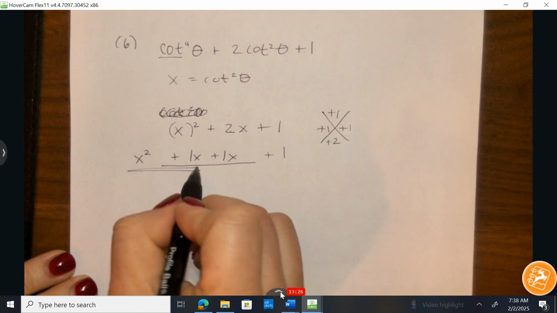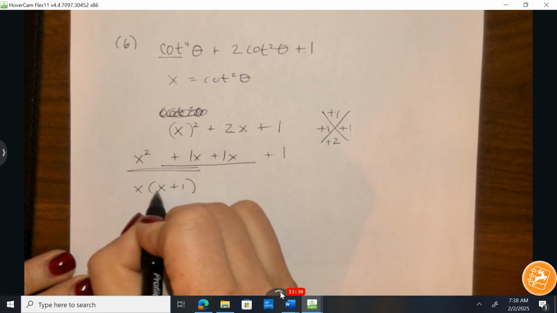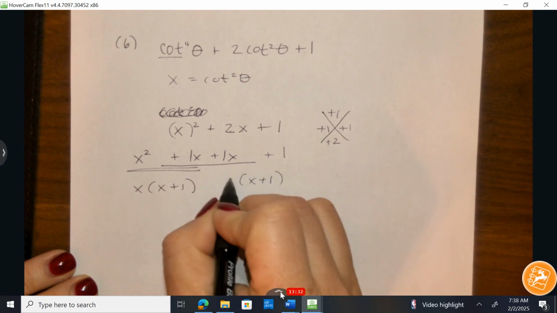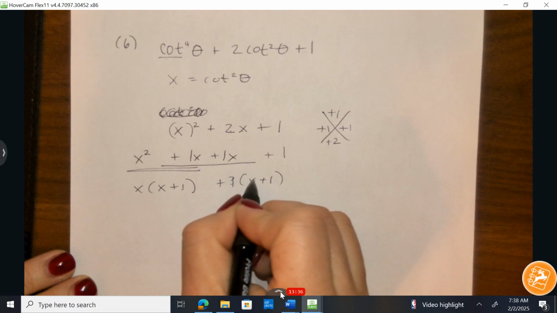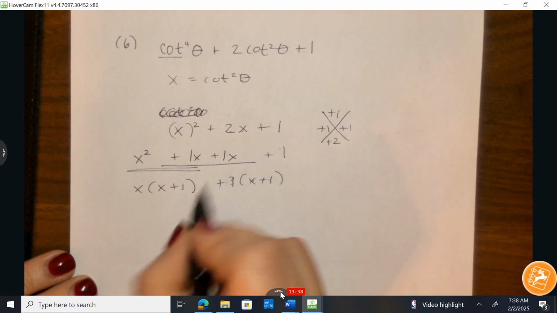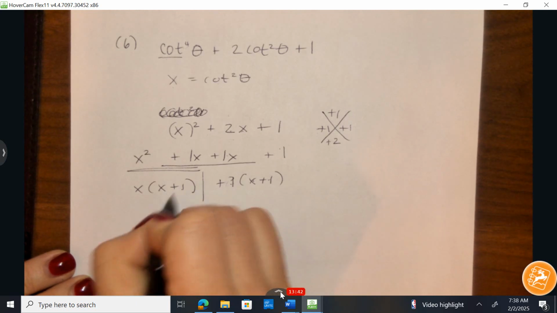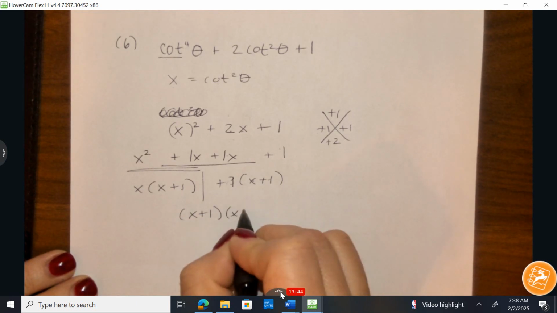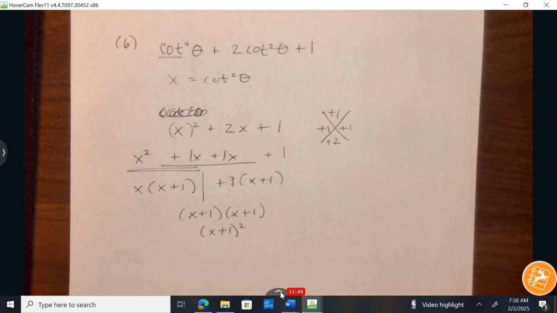Okay, so let's continue factoring. I can factor out x and I achieve x plus 1. I'm going to rewrite the x plus 1, asking myself, is there a value times x that achieves 1x? Yeah. 1 times x is 1x, and 1 times 1 is 1. So the left and the right both contain the x plus 1, and the front part is an x, and the back part is a 1. I have the same quantity squared.